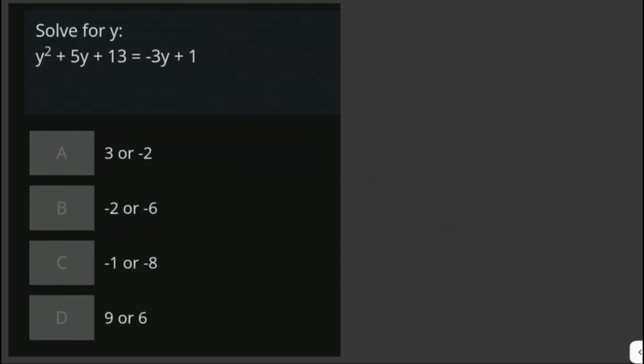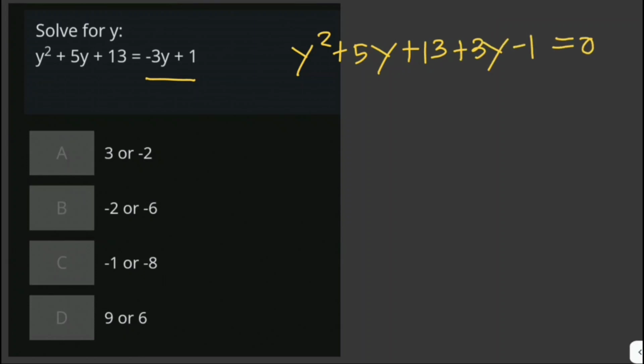And solve another one. Solve for y. y squared plus 5y plus 13 equals negative 3y plus 1. Alright, so to solve this, let's move all of the terms to one side. So in this case, let's move all of the terms to the left. So that would be y squared plus 5y plus 13. So we move negative 3y plus 1 to the left. This would become plus 3y minus 1, then equals 0.